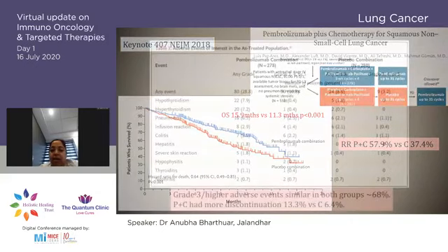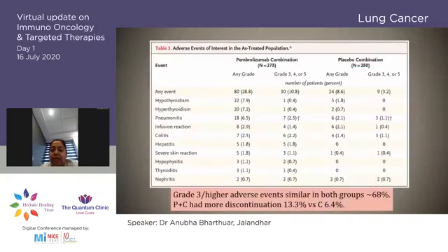The grade 3 or higher adverse events in this trial seem to be similar in both groups, about 68%. Again, they had the higher discontinuation rate, however, with the pembro plus chemotherapy arm, almost double as compared to chemotherapy alone. Next slide, please.